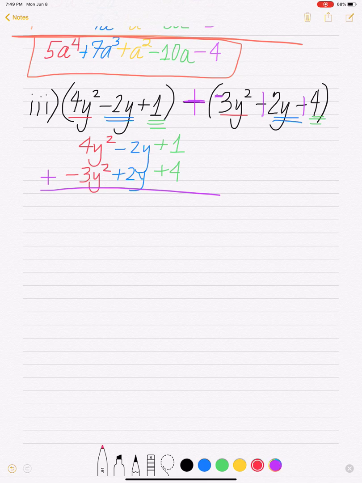So what happens when you combine the red terms? 4y squared plus a negative 3y squared. 4y squared plus a negative 3y squared would just be 1y squared. You could say y squared.